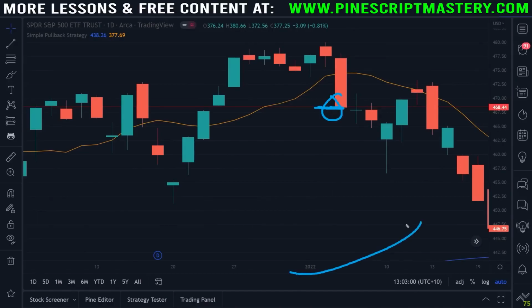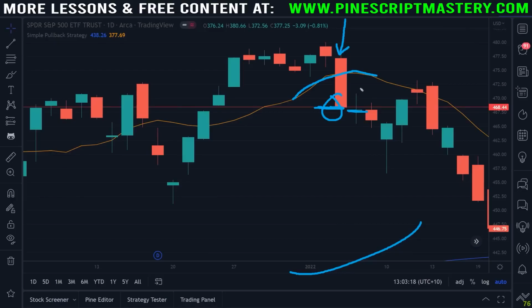We're above our 200 period moving average. We just closed below the 10 period short term. That's our entry criteria met. On this bar, that criteria gets met, but the strategy tester won't enter our trade until the next bar's open, which will be about here.